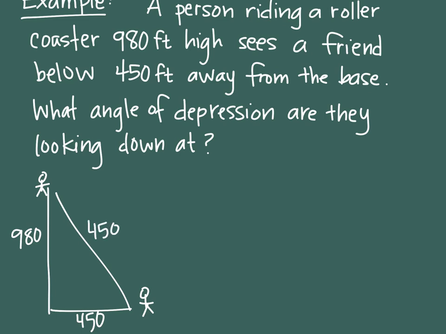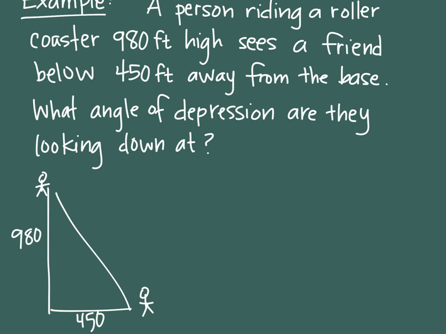Sometimes people draw their triangle incorrectly, and they might put 450 like that, and they're like, oh, but I'm seeing the person 450 away. Well, we're not talking 450 through the air. We're talking 450 along the base, which is the bottom. Another thing is you can't have a hypotenuse that's smaller than the side you're at. So it's impossible to have 450 as your hypotenuse. Those are two reasons why you would not put 450 as your hypotenuse.